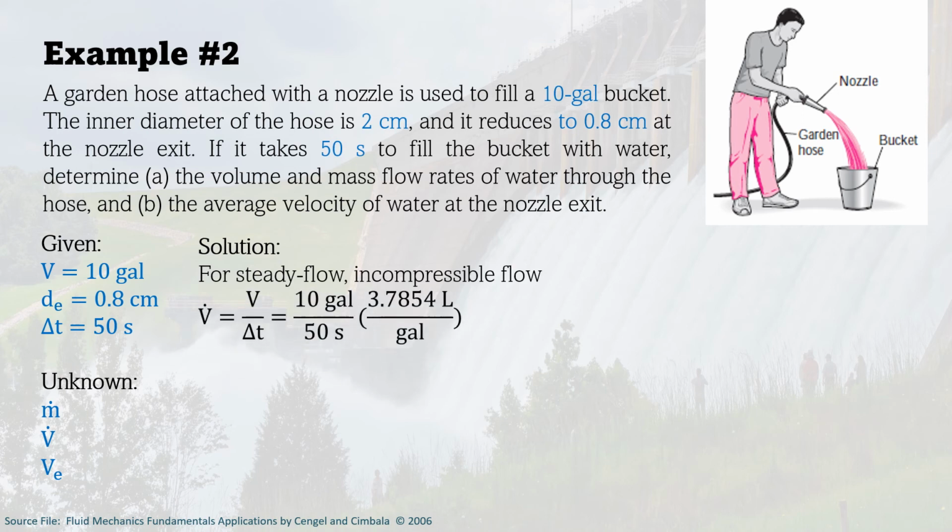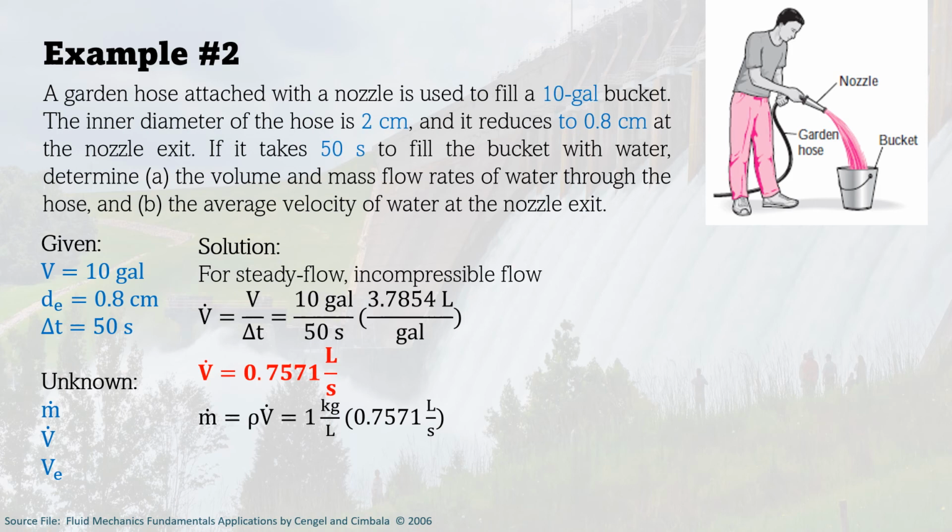So if we use this relationship for steady, incompressible flow, our volume flow rate is just equal to the volume divided by the time interval. So we just convert the 10 gallons first to liters and divide it by delta t so that we can get the volume flow rate, and that is 0.7571 liter per second.